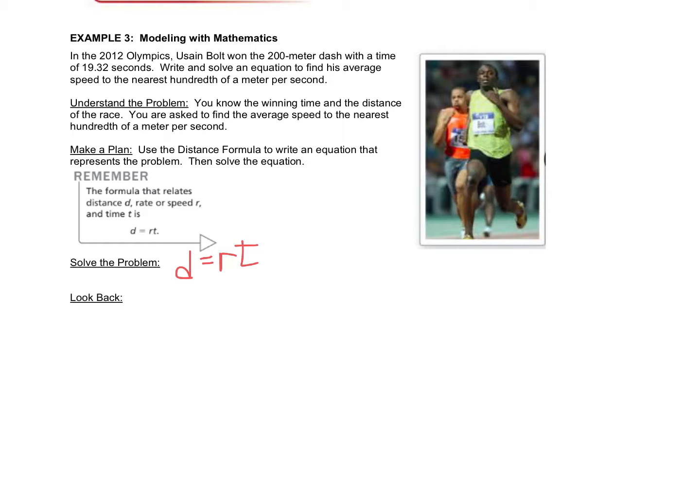Well, if I look at the distance, we know that we are running a 200-meter dash. So there's your distance. That doesn't change. The distance of the race is the distance of the race. We don't know the rate. So what we are trying to find is the average speed, and rate is speed. So we don't know that. That's the thing that we're going to leave for now because we don't know what that is. However, we do have a time, and the time is 19.32.